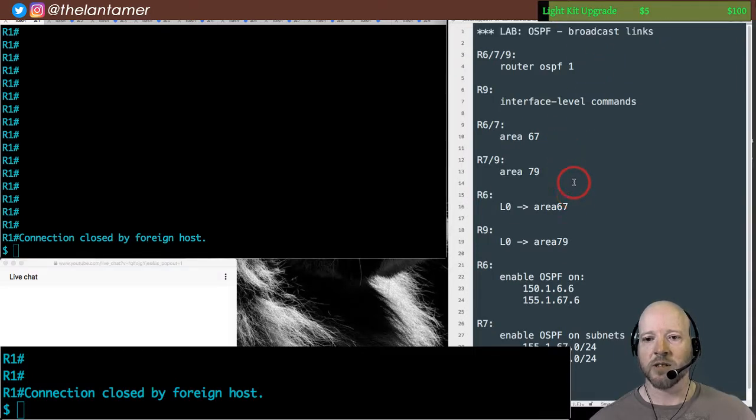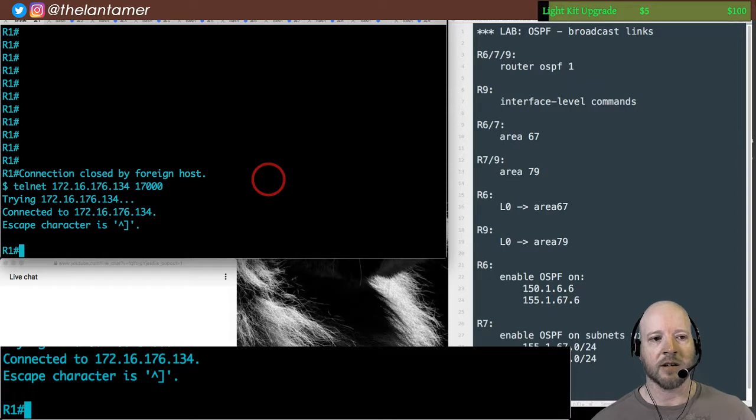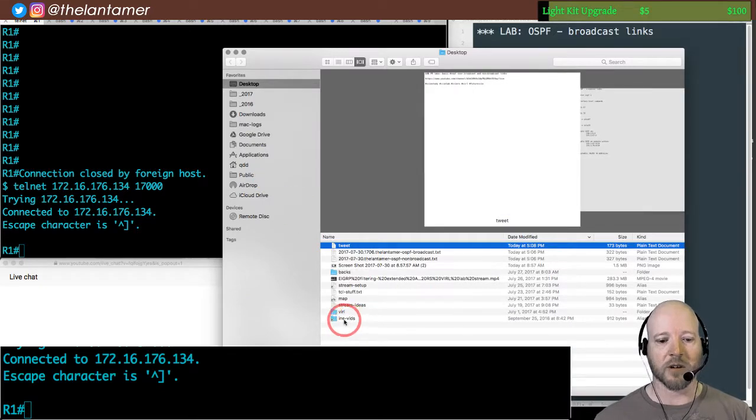I find it interesting that we're doing multi-area here in this first lab, but we're gonna go for it. It's saying here router 6 is loopback 0. We're gonna advertise in area 67. Router 9's we're gonna advertise in area 79. Now I don't think area 0 is configured here already. I did have to load up new topology files, so I've already done all that work.